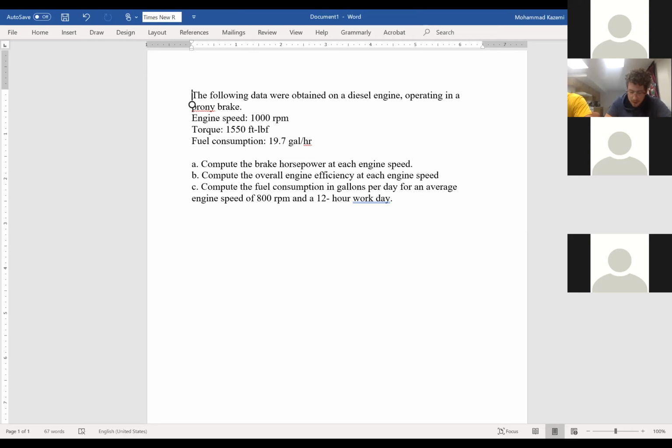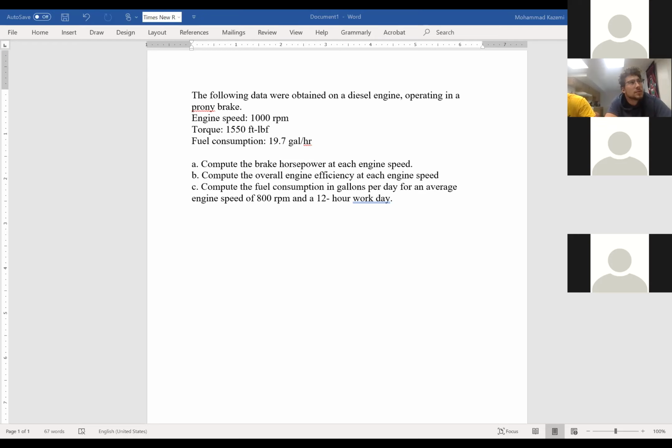What it asks is there are some data on a diesel engine operating in a brake, and in the book there are 4 engine speeds, 4 torques, 4 fuel consumptions given to you, and 3 parts in that problem that you need to do the calculations for. This is just one engine speed that I copied and pasted here. It's at 1000 RPM, 1550 feet-pound force, and fuel consumption 19.7 gallons per hour. So if you go back to slides, remember the power system.